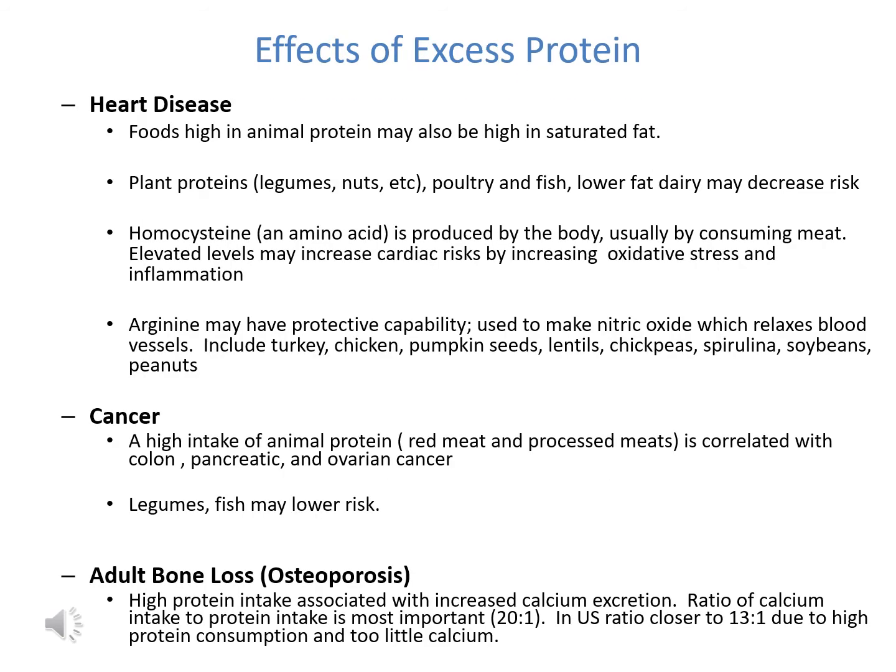First, let's take a look at potential health issues associated with consumption of excess protein. Heart disease. Studies have shown that foods high in animal protein are often high in saturated fat. And if you recall from Chapter 5, there is a strong link with consuming saturated fat and increasing the risk of heart disease. Plant proteins, however, as well as lean meats and fish, combined with low-fat dairy, is more associated with decreasing the risk of heart disease.